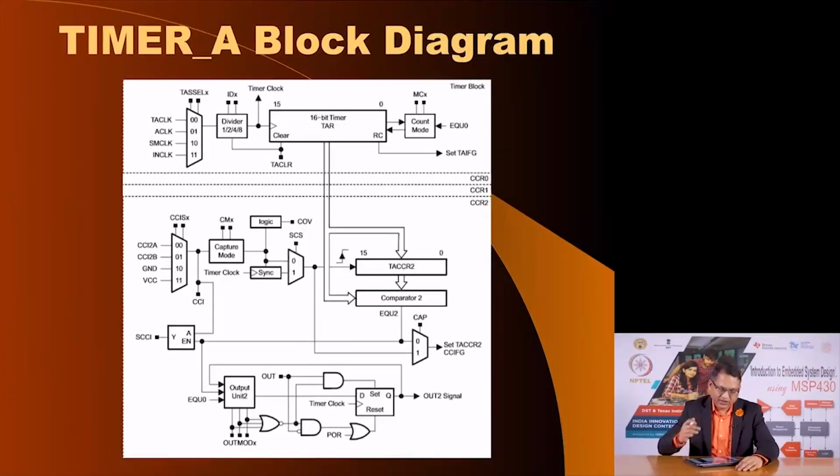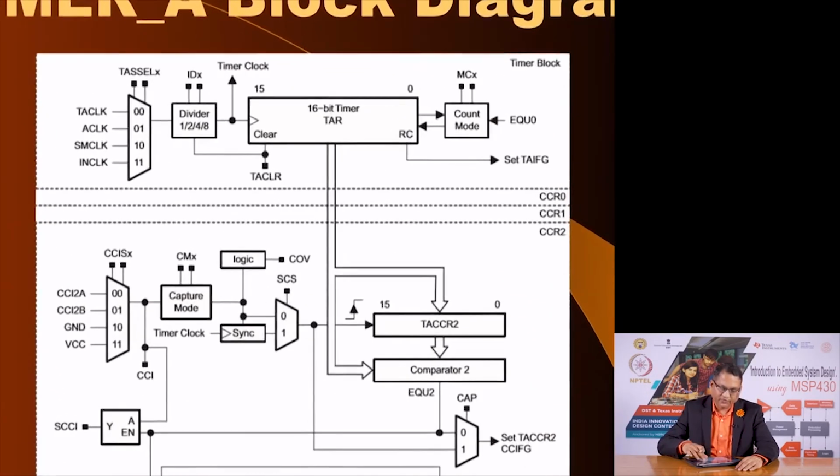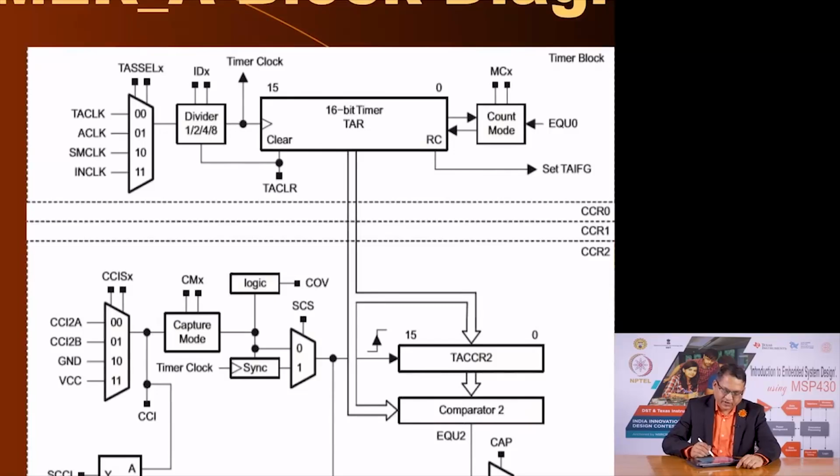As usual, this is the block diagram of the timer, and let us go through it from top to bottom. Here is our 16-bit timer register. The source of the timer can be an internal clock, ACLK, or it can be the SM clock. And now what I want to introduce to you is an external pin, TA clock.